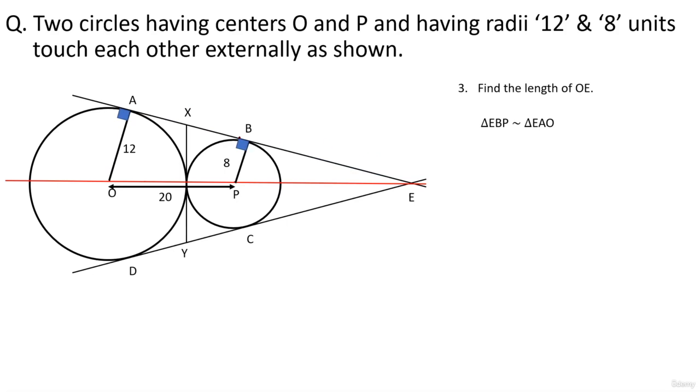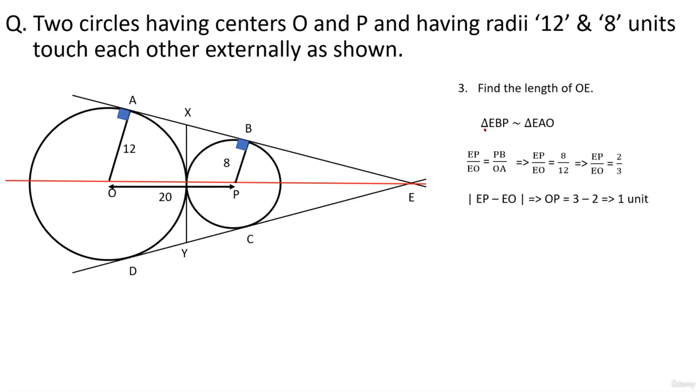I'll do it again. This angle will be 90 in both, and this inner angle will also be 90, and E is the common angle. So the two triangles are similar. Triangle EBP is similar to triangle EAO by the AA test of similarity. For similar triangles, we know the ratio of sides is equal. So EP upon EO will be same as PB upon AO. EP upon EO will be 8 by 12, PB is 8 and OA is 12. So the ratio of EP and EO will be 2:3.